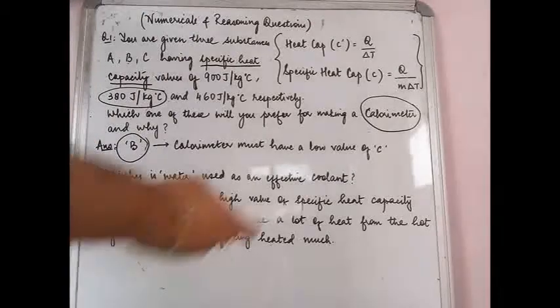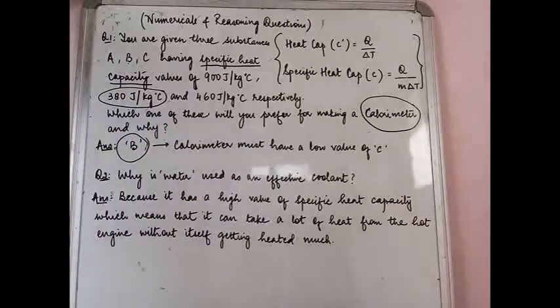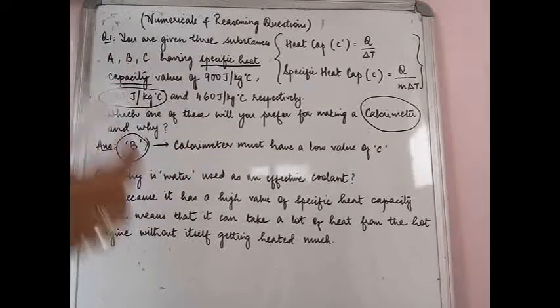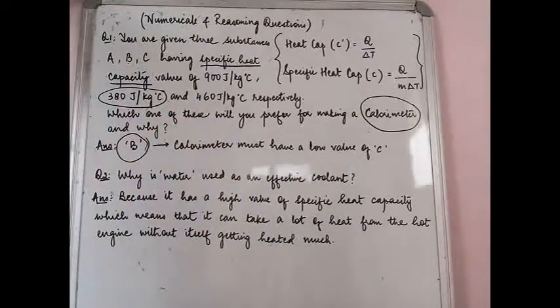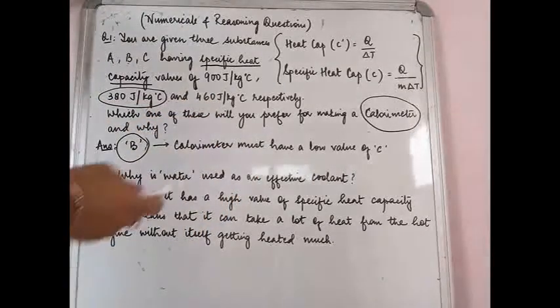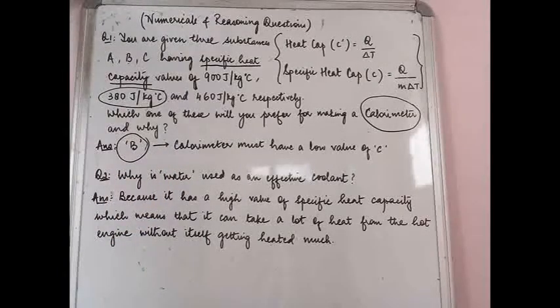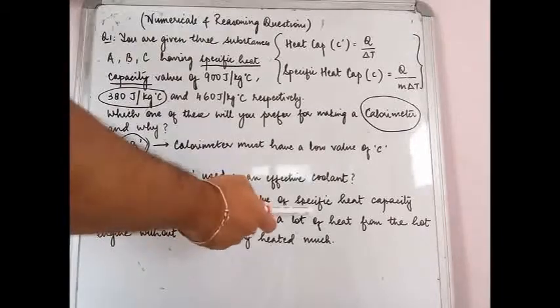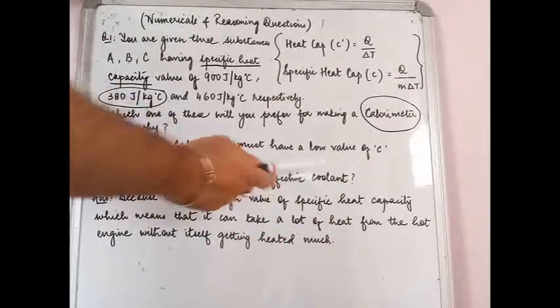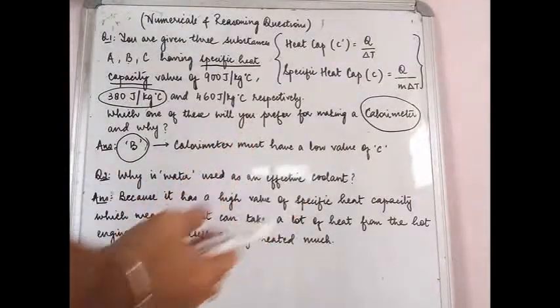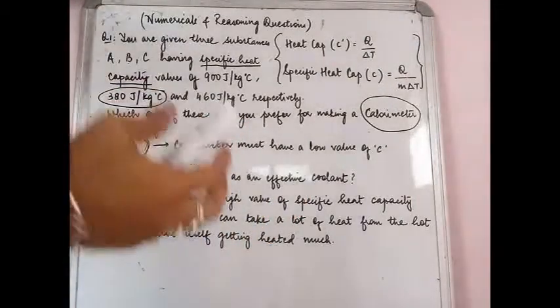That is why there has to be an effective coolant, something that cools the engine. Okay, so how will the engine be cooled? When something takes away the heat of the engine. So that something is water. Why? You read ahead. Because it has a high value of specific heat capacity. You see, the purpose of a coolant is to take up as much heat as possible.